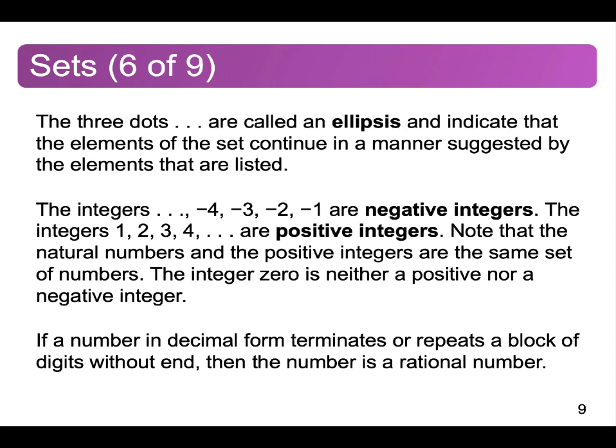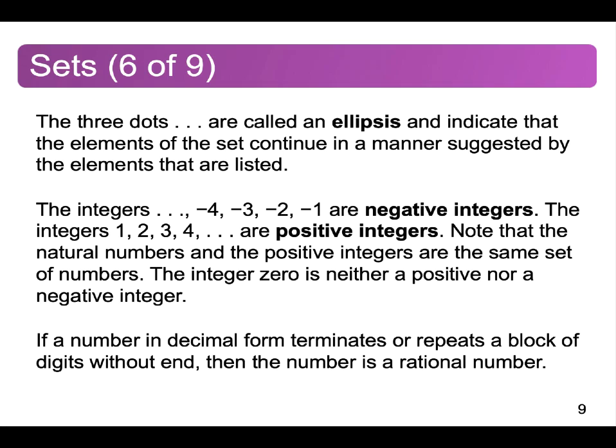Sometimes it gets really burdensome to write out all of the elements of a set. So anytime that you see 3 dots, we call those the periods of ellipsis, and that's just helping us see that the pattern is going to continue in the manner suggested by the elements that are listed. So we don't need to write out every single negative integer in order to help someone see that we're talking about the negative integers. We would just do the dots and then -4, -3, -2, -1. We could never actually write them all out anyway.